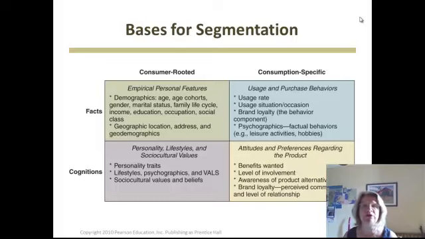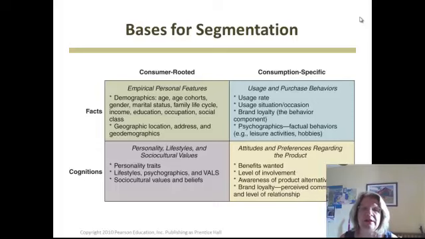Let us have a closer look at this 2-by-2 matrix. So consumer-rooted facts are such as demographics and geographic elements. Demographics such as age cohorts, gender, marital status, family life cycle, income, education, occupation, social class. Geographical location, address, and demographics.